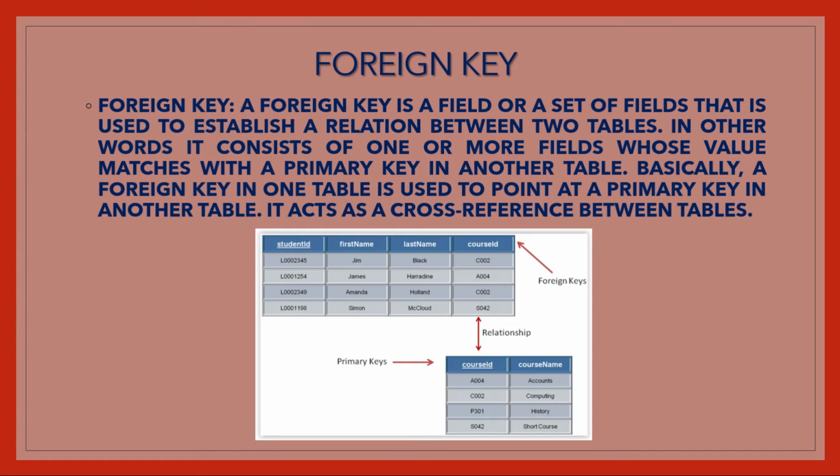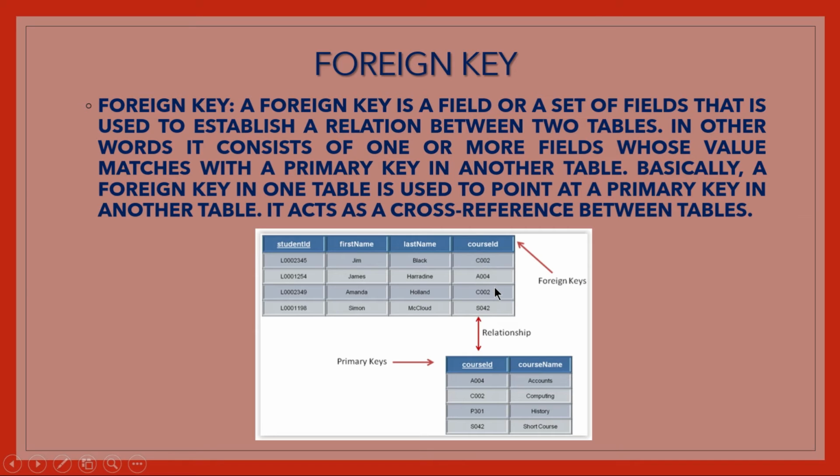Now here you see the relationship has been built with the common field course ID between this table A and this table B. Now what is happening? Course IDs A004, C002 and S042 have been defined out here, referred out here. And the key A004 has been assigned, and P301 has not been assigned.